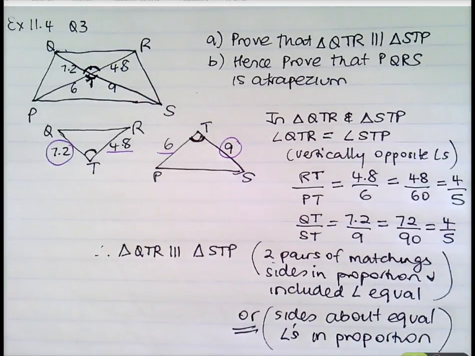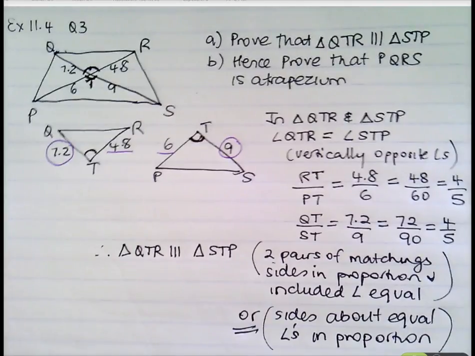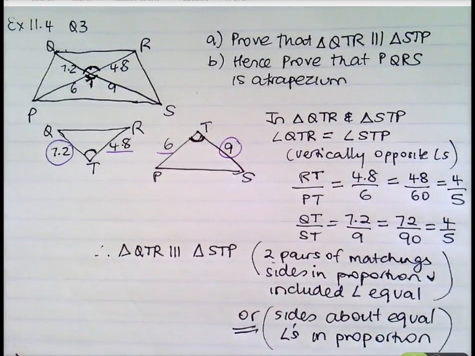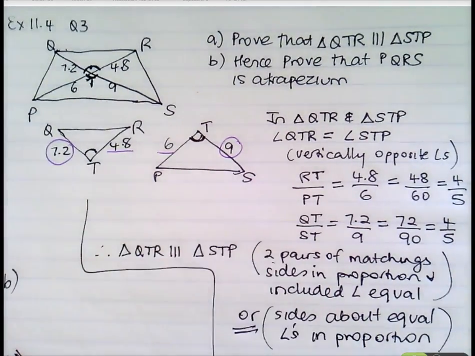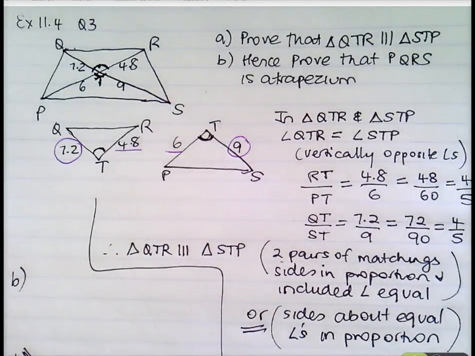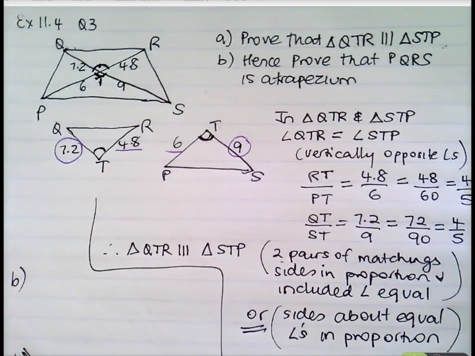Now, actually, keep the original diagram. It's better in this case. Are we okay? Actually, I'm going to move part B up here, where we've got some room. Part B is to hence prove that PQRS is a trapezium. What is the definition of a trapezium? One pair of opposite sides parallel. Ladies, having a look at that diagram, have a guess which sides you might think are parallel.